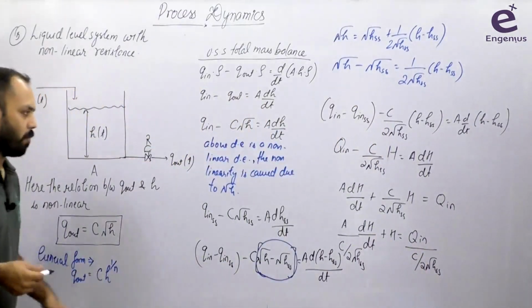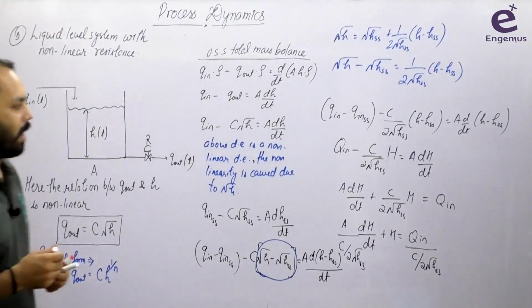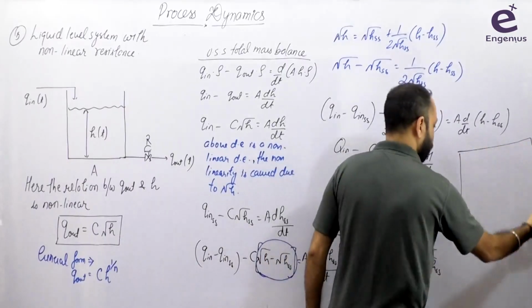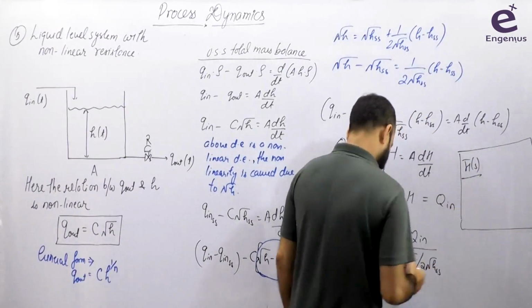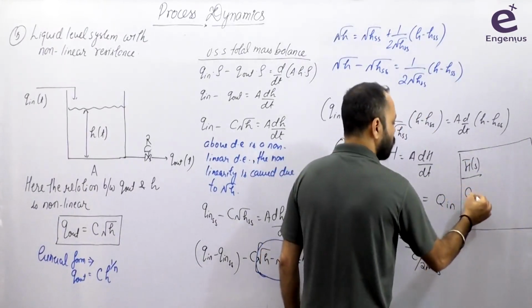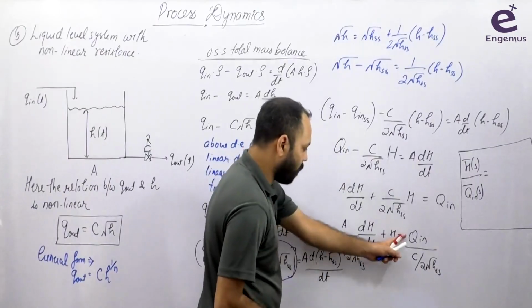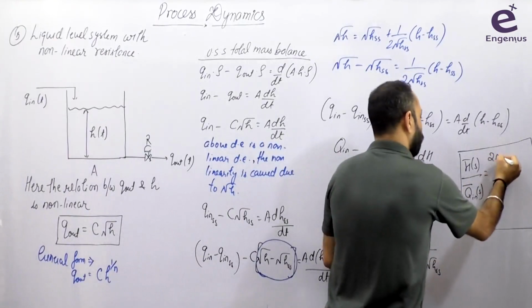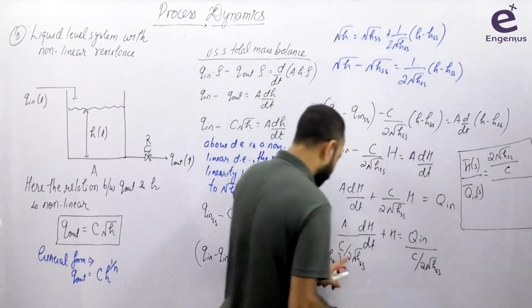Can you write the transfer function? Please try by yourself. Try by yourself, write the transfer function h by q. What will be the transfer function? H bar s by q in bar s. What is Kp? Kp is 1 by c by 2 root hs. So Kp will be 2 root hs by c. Kp. What is tau p?